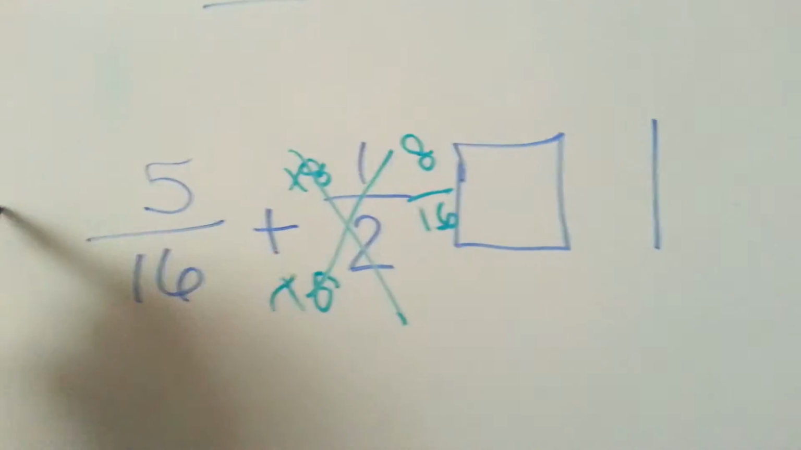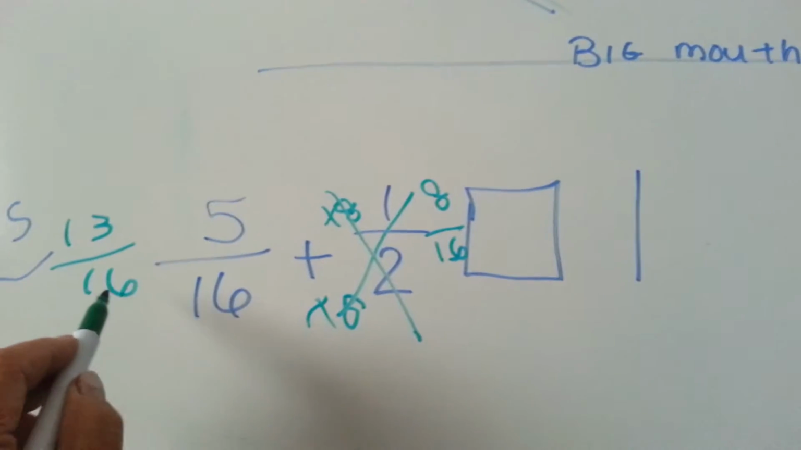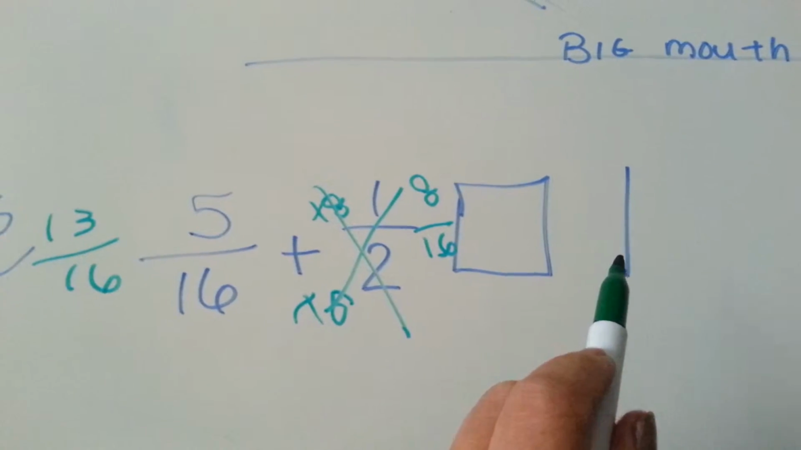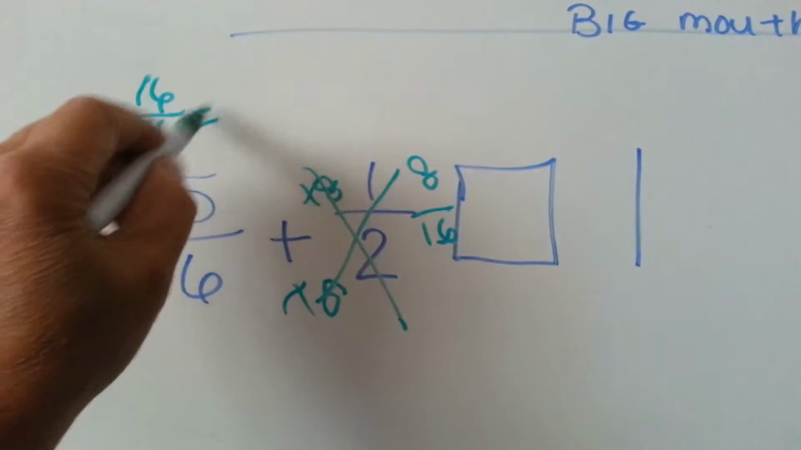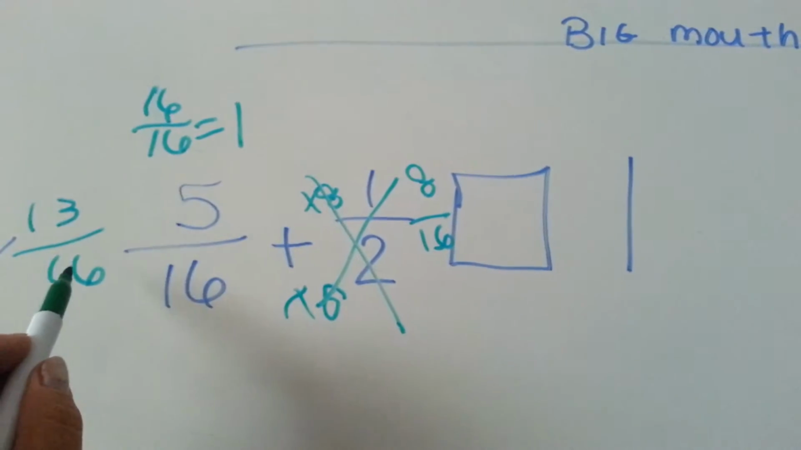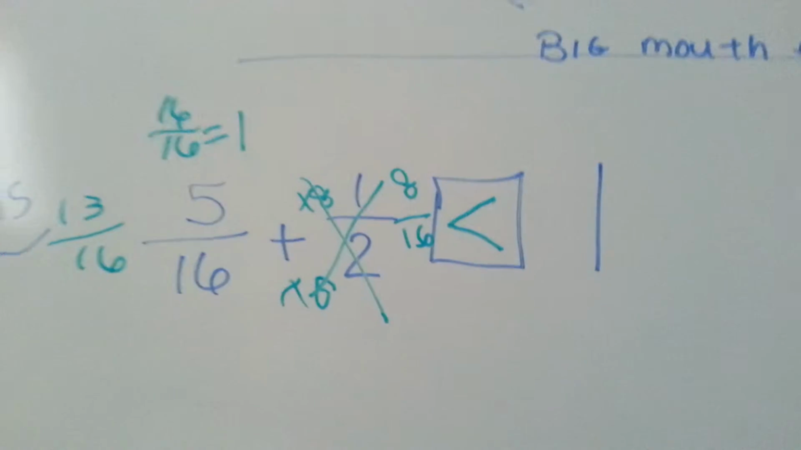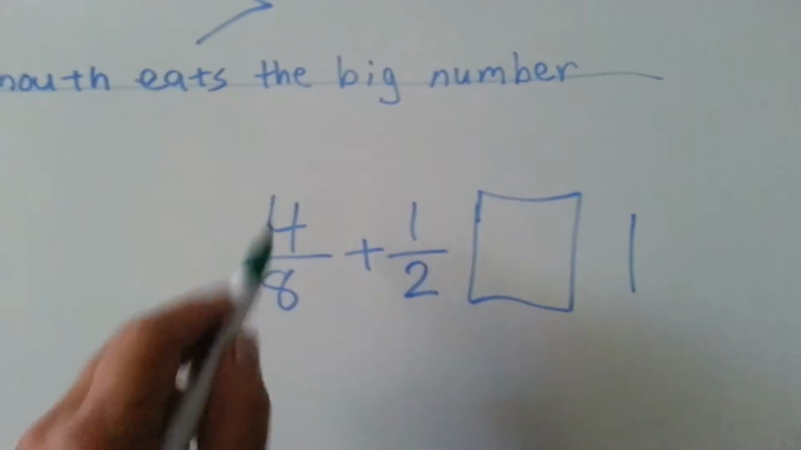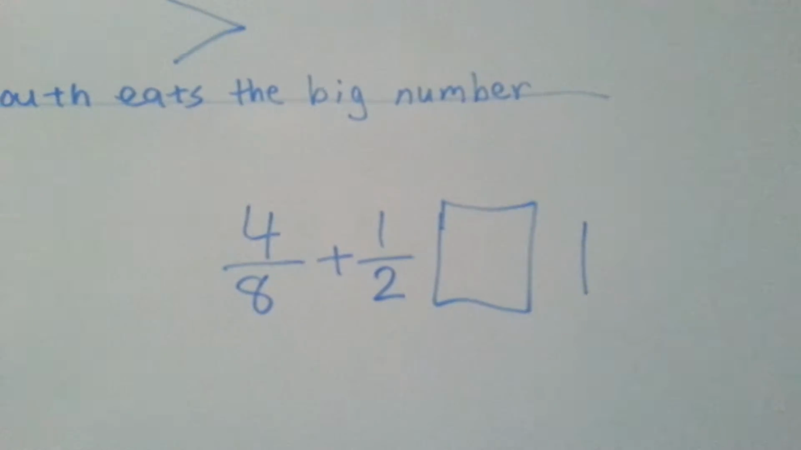So now our number is, let's put it over here, 13 over 16. Is 13 over 16 bigger, smaller, or equal to 1? Well, since we know that 16/16 equals 1, this is smaller. So the big mouth eats the big number, and it would go that way. Let's try this one. 4/8 plus 1/2 is bigger, smaller, or equal to 1.